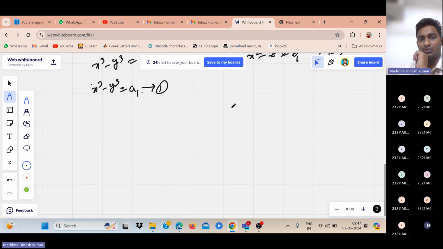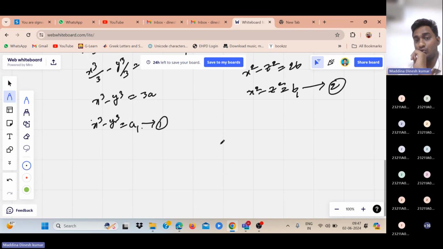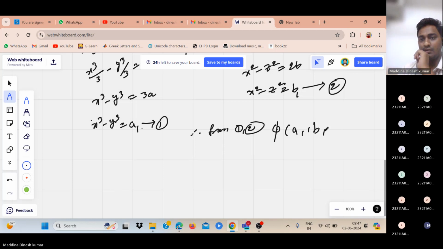So from 1 and 2, the required solution is, as I said already, you will find 2 solutions for this type of problems. From 1 and 2 we have to write the solution as phi of a1 comma b1 equal to 0. That means phi of x to the power of 3 minus y to the power of 3, comma x square minus z square equal to 0.